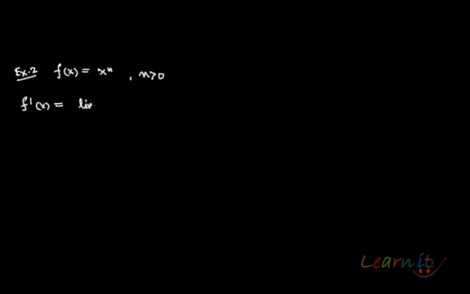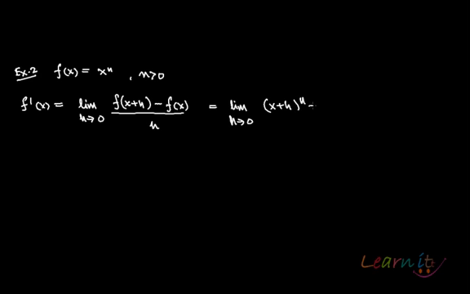the limit of h tends to 0, [f(x + h) - f(x)] divided by h, which is the limit of h tends to 0, [(x + h)^n - x^n] upon h.